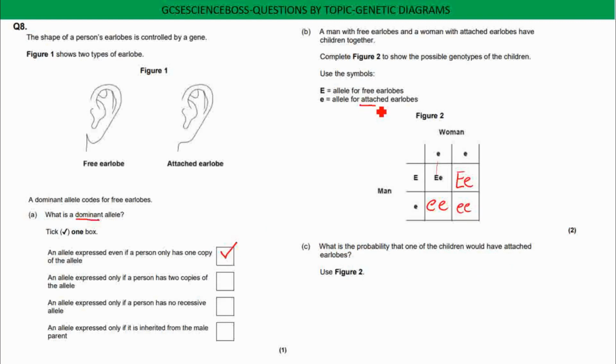Alright, what is the probability that one of the children would have attached earlobes? So remember, attached is you have your small e. So what's the probability? We have 2 out of 4, which is equal to 1 over 2, which is equal to 50%. Too easy, straightforward. 3 marks. You should be laughing when you see genetic diagrams.